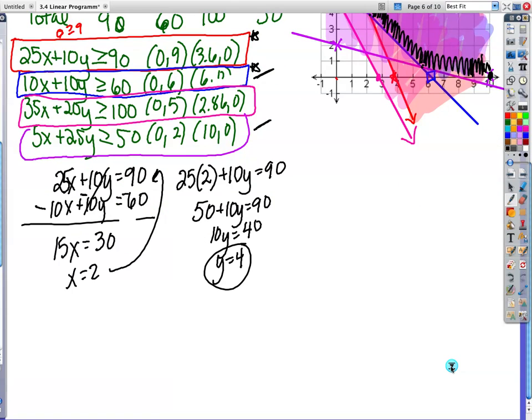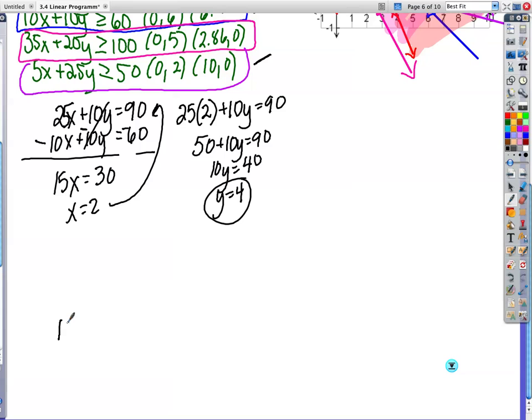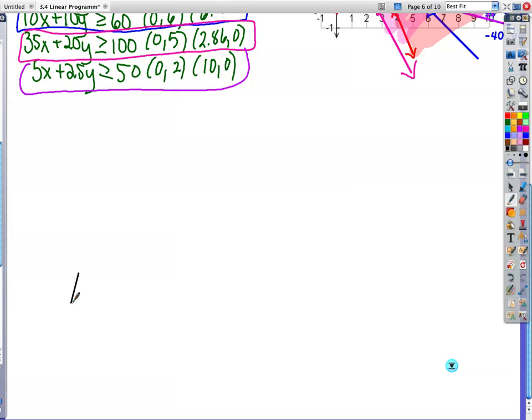Okay, so I've got 10x plus 10y is equal to 60. And my other one is 5x plus 25y is equal to 50. And I'm going to solve this system. I want to get rid of the x's, so I'm going to multiply this equation.